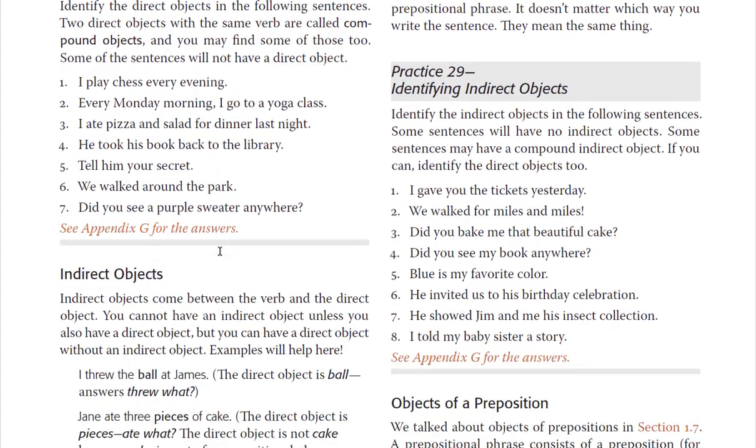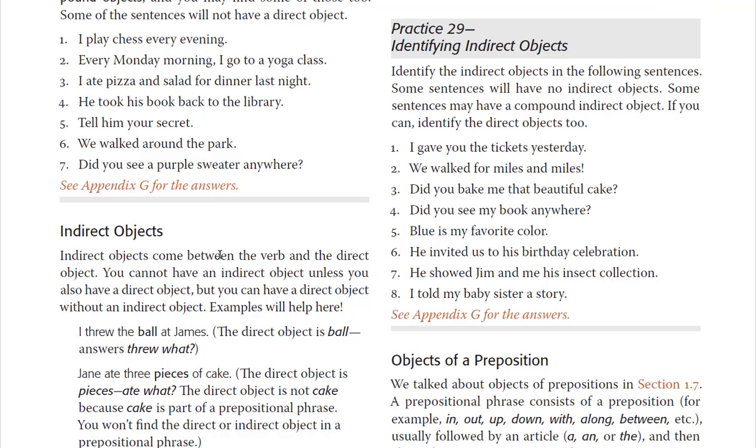Okay, so indirect objects don't directly come after the verb. Usually you have the verb, then something else, then you have the object. When you have something else in between, that's called an indirect object. If the object comes directly after the verb, it's a direct object. So indirect objects come between the verb and the direct object.